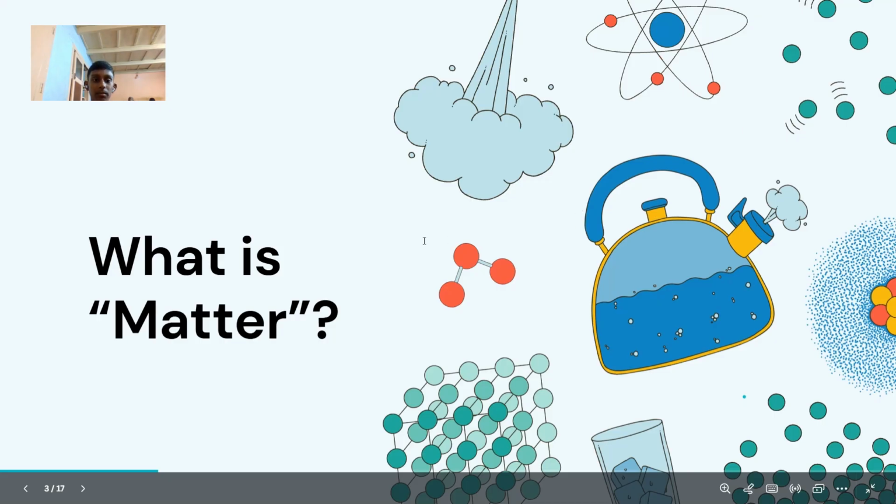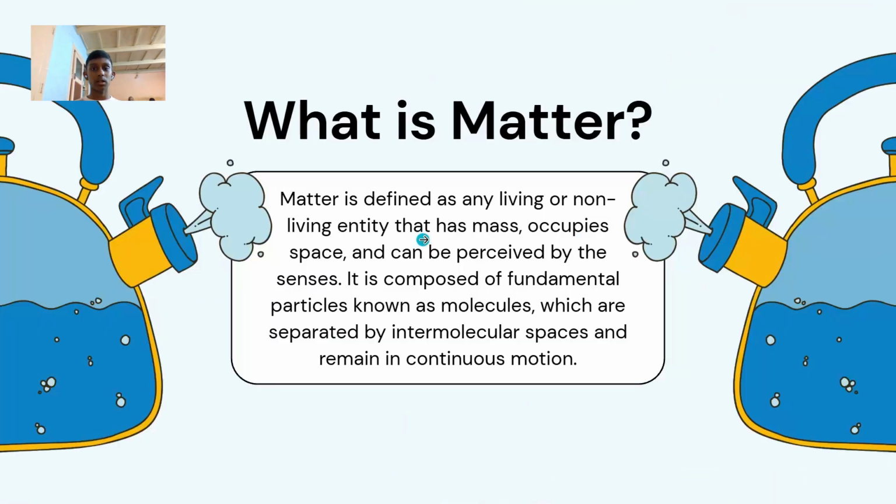What is matter? Let's go to the next slide. What is matter? At its most fundamental level, matter is everything. It is defined as any living or non living entity that has mass, occupies space, and can be perceived by our senses. It is composed of fundamental particles known as molecules, which are separated by intermolecular spaces and remain in continuous motion.